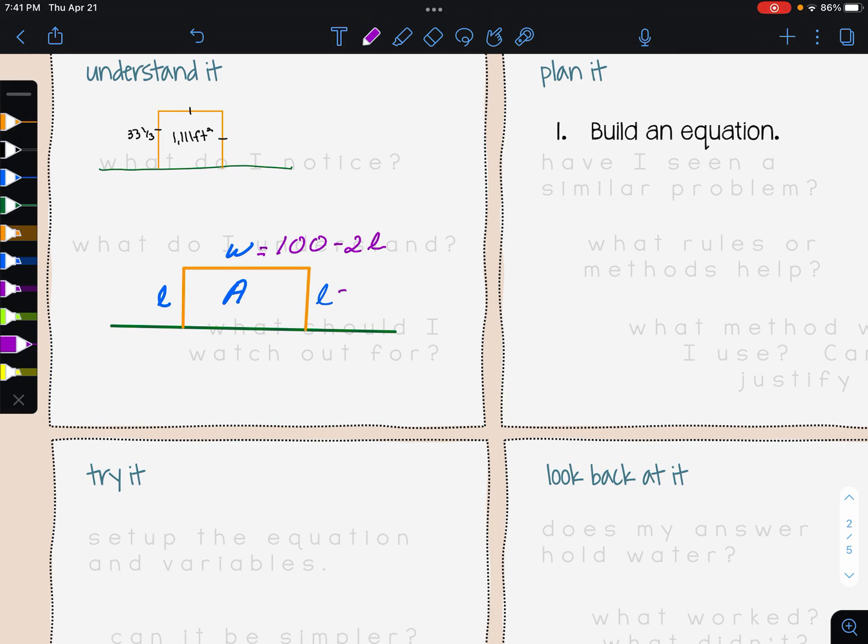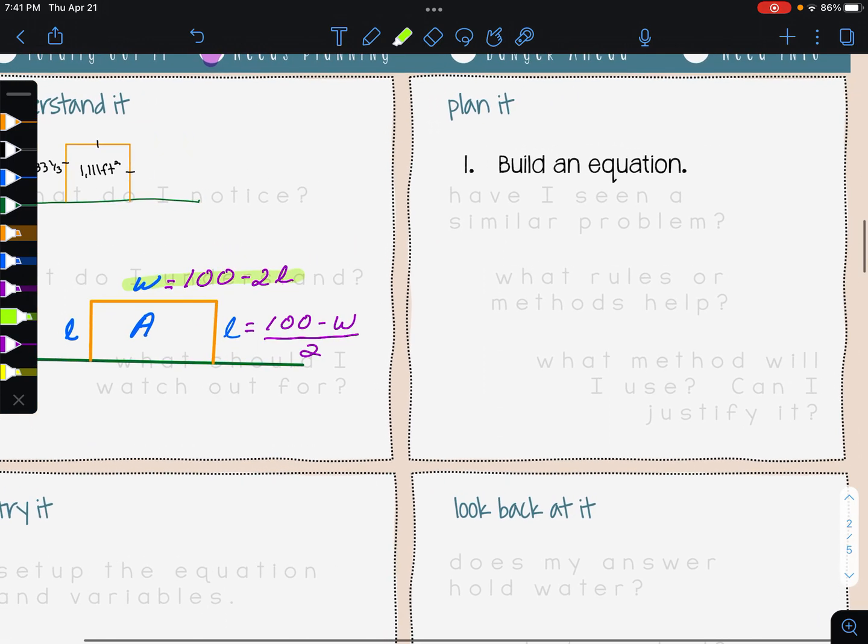We could do the same thing for the L as well. L in terms of W would equal 100 minus W, and since there's two L's, we would divide that amount in half. So we can either write this in terms of length or in width. I personally like length because I don't have to deal with the fractional components. I don't know if that sounds silly, but I like to avoid hard work. And if I can deal with integers instead of fractions, I'm going to choose that path. So let's give this a try.